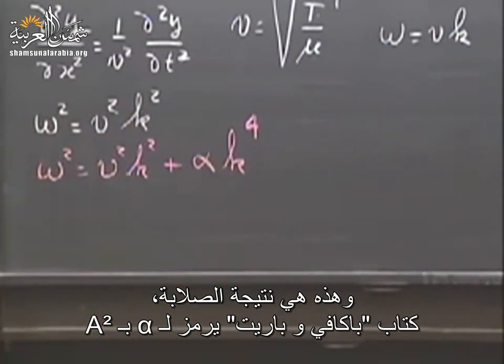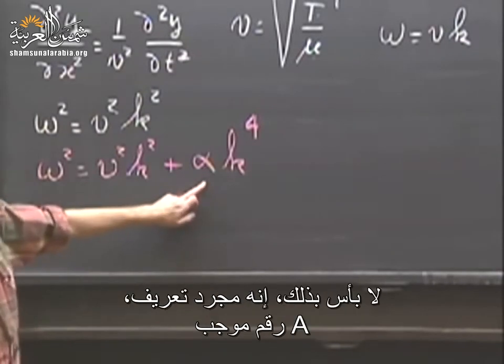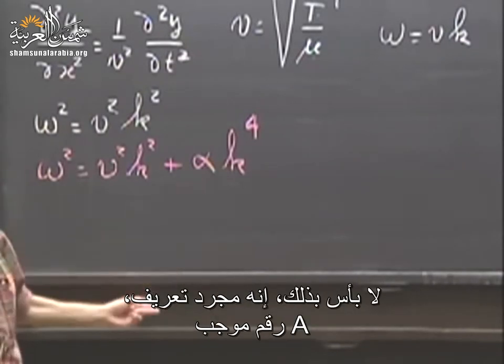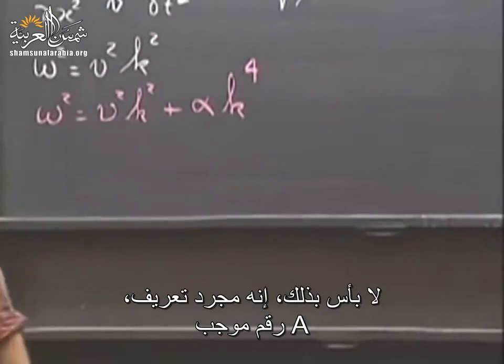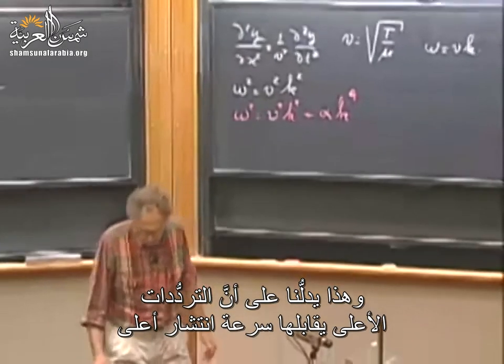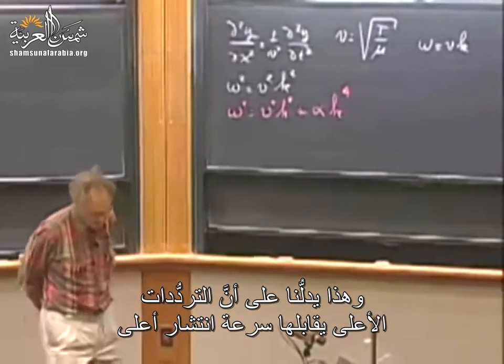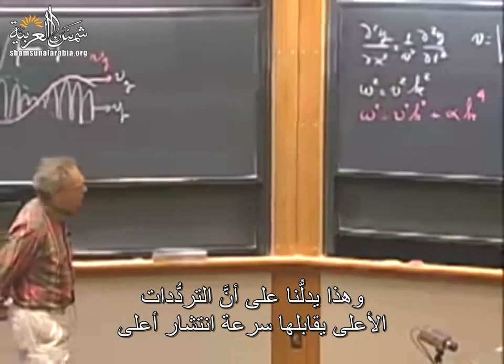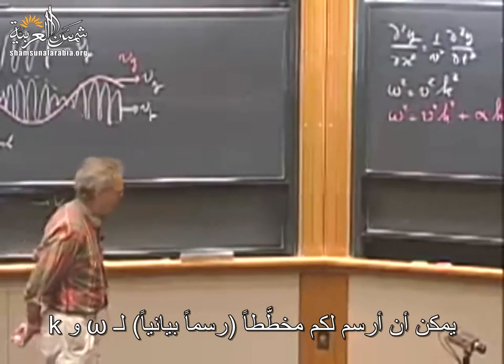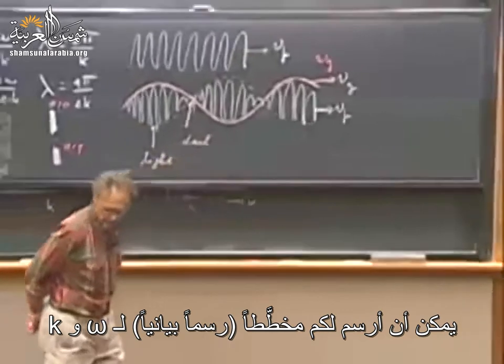Lewin and Barrett call this alpha a squared. That's fine, of course. That's just a matter of definition. A is a positive number. And what this tells you is that the higher the frequency, the higher the speed of propagation. I can make for you an omega-k diagram.